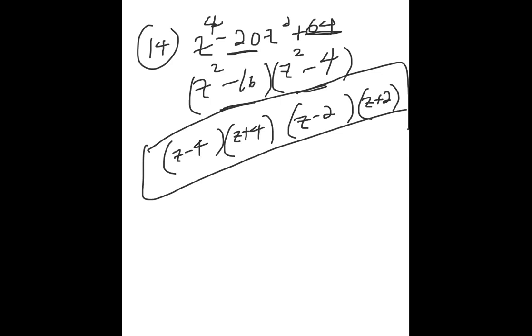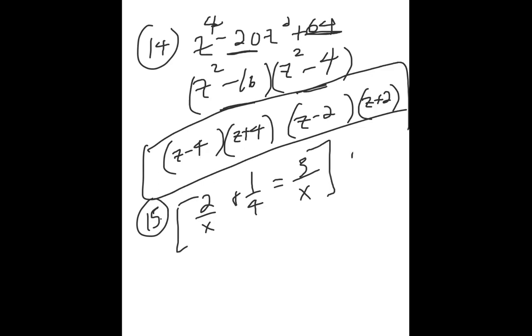This is another one that is a review of material we've covered in the past. 2 over x plus 1 over 4 is equal to 3 over x. You got to find the LCD to solve this equation. The LCD for this one is going to be 4x. So you're going to multiply every single term by 4x.